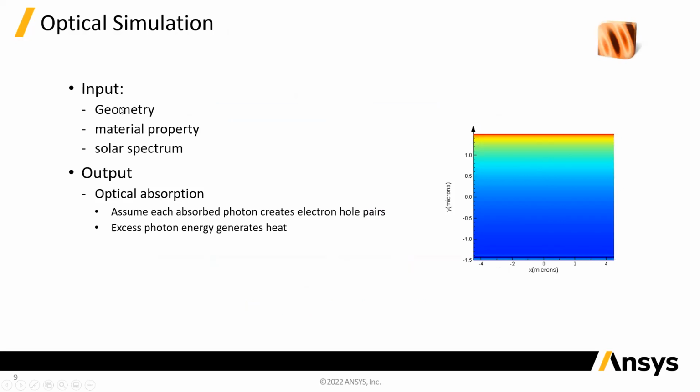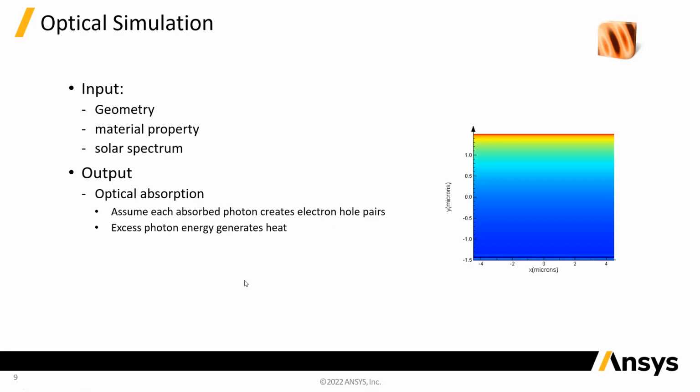And then you can see the input to our simulation would be the geometry, the material property, and then the solar spectrum, because you need to know what the solar spectrum is to figure out how much of that spectrum is getting absorbed. The output will be the optical absorption. We'll assume that each photon creates an electron hole pair, and then we'll figure out what is the excess energy that will generate heat in our system.